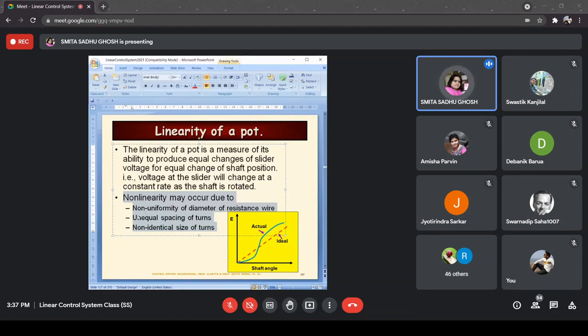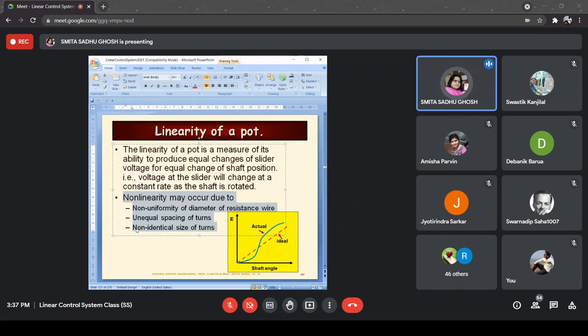Also, it may happen that there is unequal spacing of turns. So we are actually winding the wires one after the other. Naturally, the spacing of the turns we are assuming is equal, but it's practically never going to be exactly equal. So that is also going to result in some sort of non-linearity.